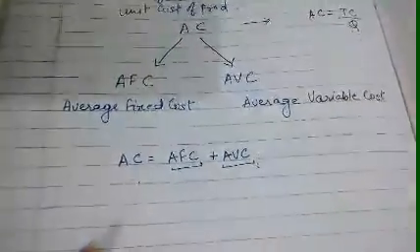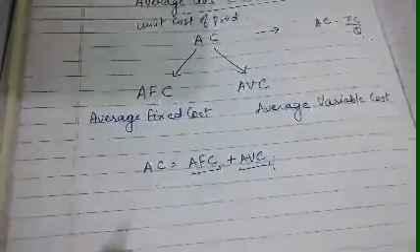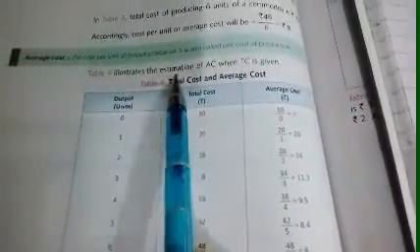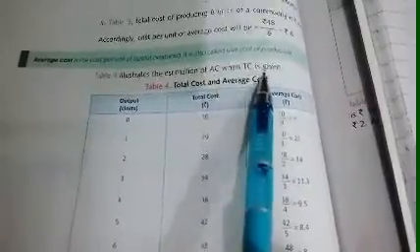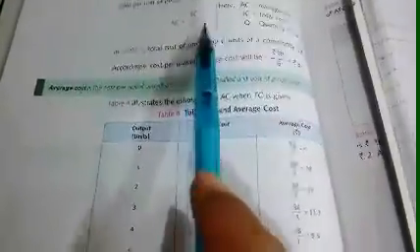So we'll quickly go through an example of how to calculate these. Just look at this example from the book. In this illustration, average cost is estimated when total cost is given to you. We already know the formula: total cost divided by quantity.